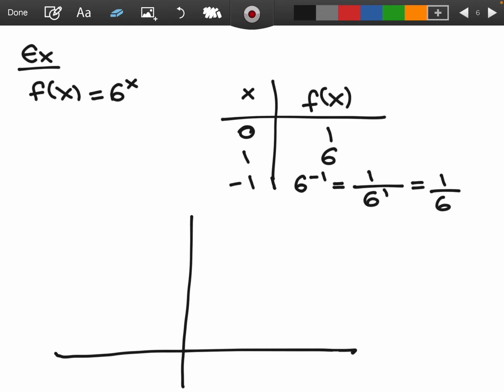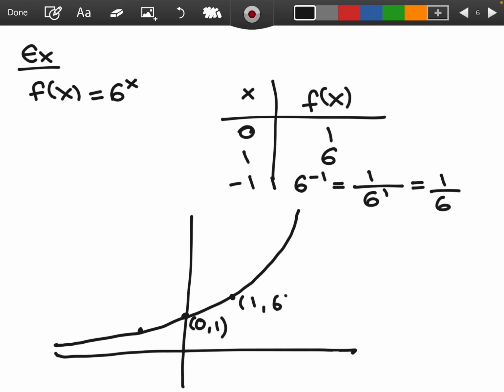So when we go ahead and draw this, we can see that in this case a is greater than 1, a is 6, so I know that it's going to take on this kind of shape. I know it's going to go through the point 0, 1, and I can actually now plot 2 other points on my graph, being 1, 6, and negative 1, 1 over 6.